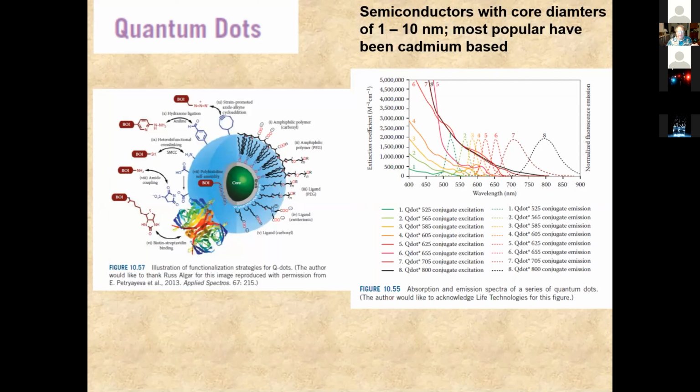And the quantum dots have been functionalized, so you can now attach them to many different molecules. And they're very, very bright, very photostable, but of course they're very large. So they're not useful for every application, but they're still becoming more and more popular in fluorescence.